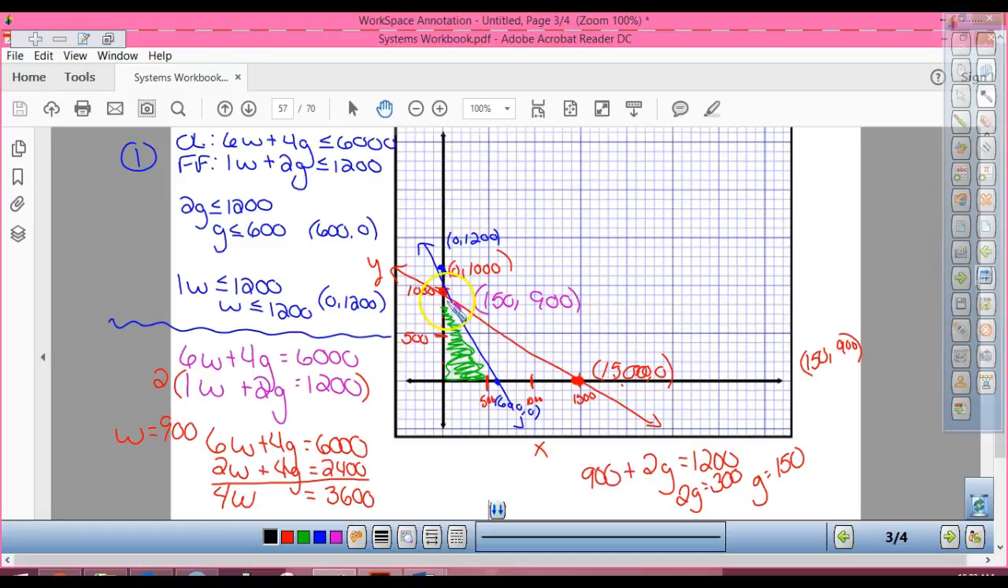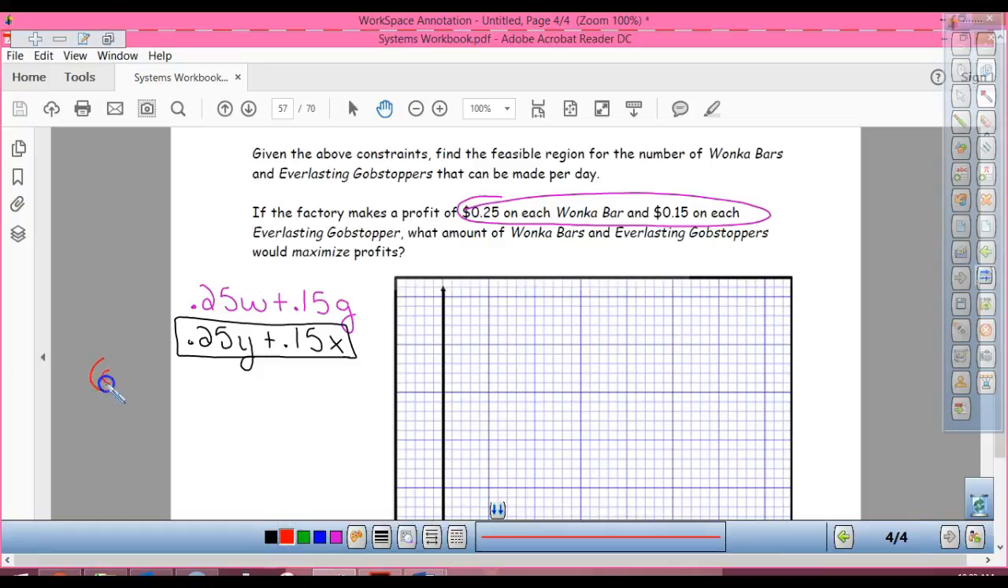So if I go back and look, these three points that my green touches are, what's this one? 0, 1,000. You've got to be careful. So we're going to check the first one, 0, 1,000, and figure out what our profit is. We're putting 0 in for x and 1,000 in for y. So 0.25 times y, which is 1,000, you have to watch your letters, plus 0.15 times x, which is 0. So 0.25 times 1,000 is 250 plus 0. This gives me a profit of $250.